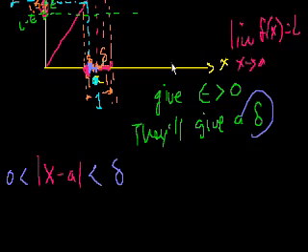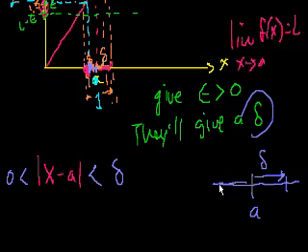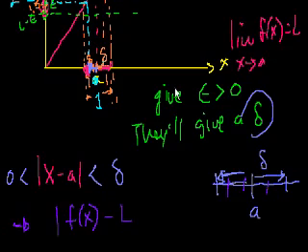If I were to zoom in on the x-axis right here, this is a, and this distance right here would be delta, and this distance right here would be delta. As long as you pick an x value that falls in here, I can guarantee you that when you evaluate f of x at that point, the distance between that f of x and the limit point is going to be less than the number you gave them.